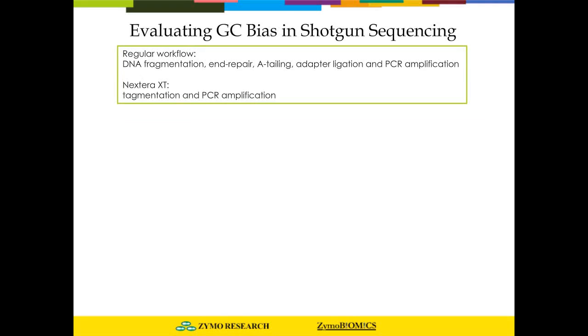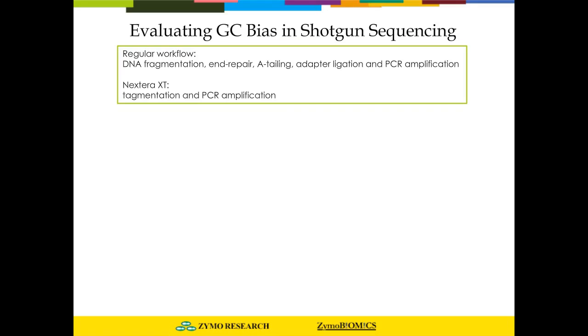Now let's talk about shotgun metagenomic sequencing. The library preparation process of shotgun metagenomic sequencing is a much more complicated process. It contains at least 5 steps: DNA fragmentation, end repair, A-tailing, adapter ligation, and PCR amplification.